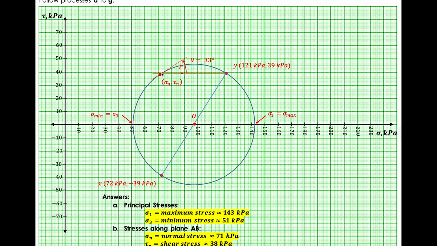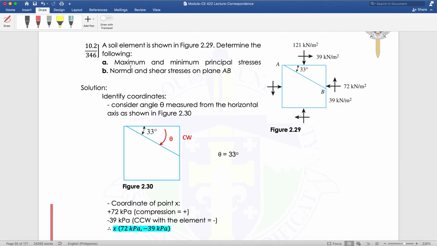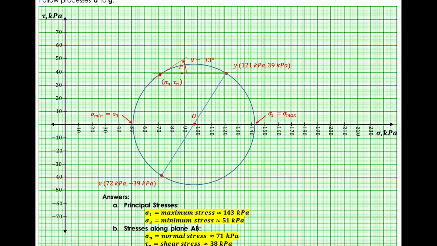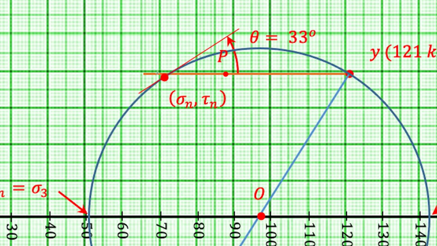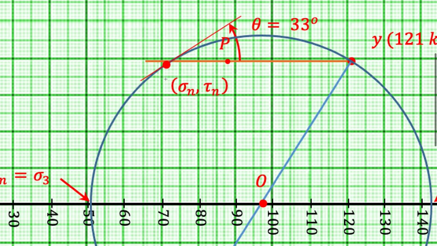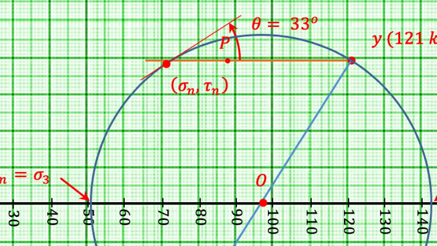Okay? So, sa point P, with respect to the horizontal axis, 33 degrees. Always remember that our rotation is counterclockwise. So, from the horizontal axis, I'm going counterclockwise 33 degrees. Then yung point of tangency, then yung angle natin, create a straight line. Then, magkakaroon ng point of tangency between line AB and your Mohr's circle. Then, from there, yun na yung aking sigma n and tau n.